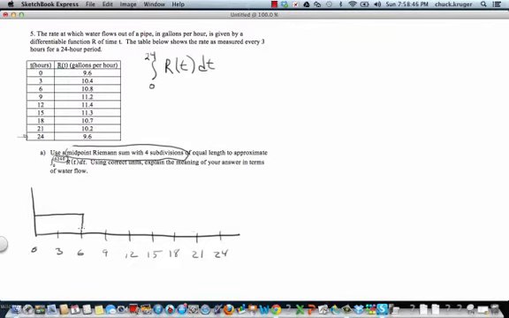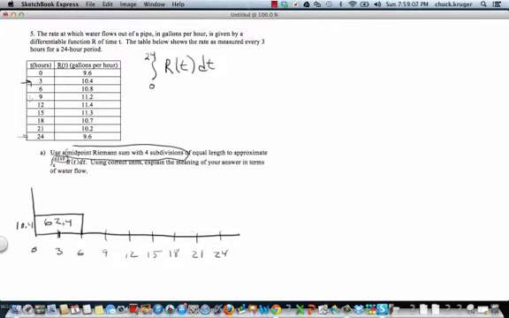Alright, so I need 4 of them, so I'm going to have this rectangle right here. That's going to straddle 3, and 3 is going to be my midpoint, so I'm going to take a look at this value right here, and I see that this is 10.4, and they're all of equal length. So they're all going to have a length of 6. So if I take 6 times 10.4, I'm going to get 62.4.